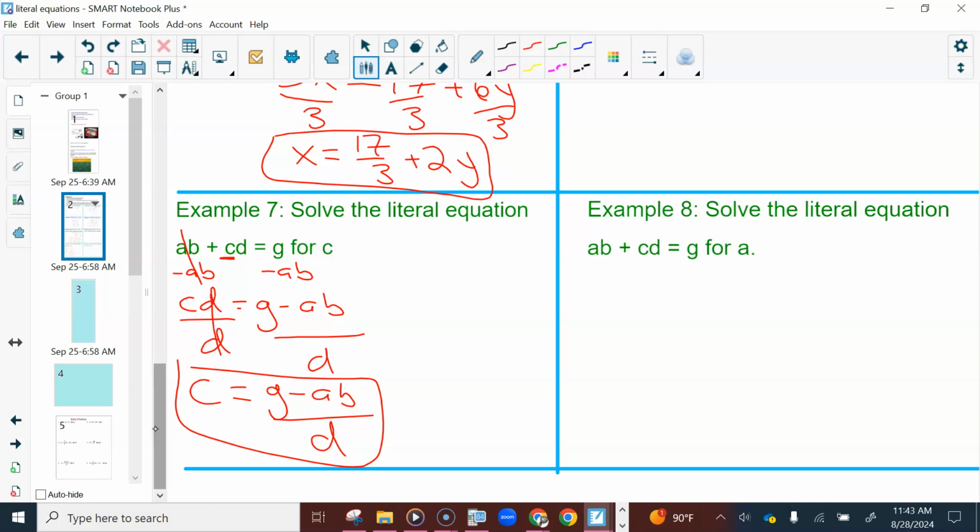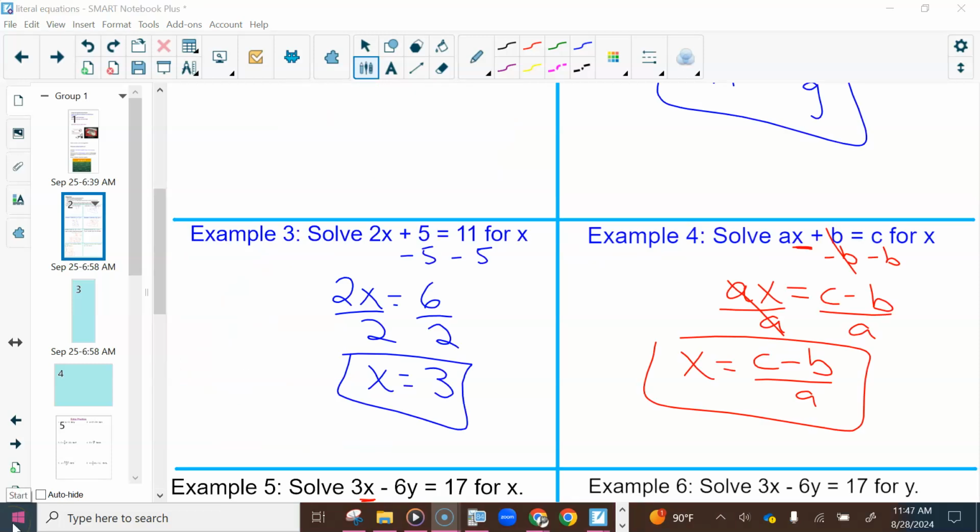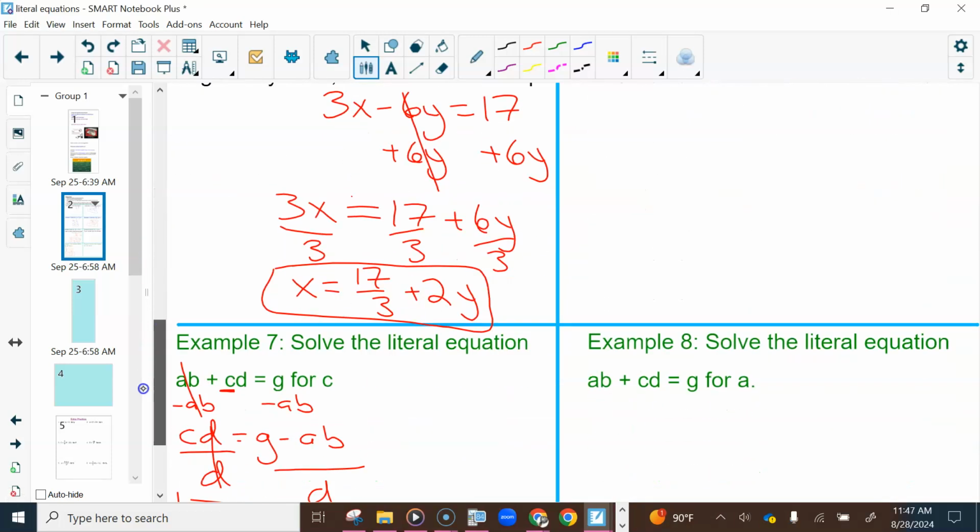I want you to try example 8. And then we'll come back in a couple minutes and talk about that, and then move on to some of the harder examples, and then you'll have time to practice. Alright, let us come back.